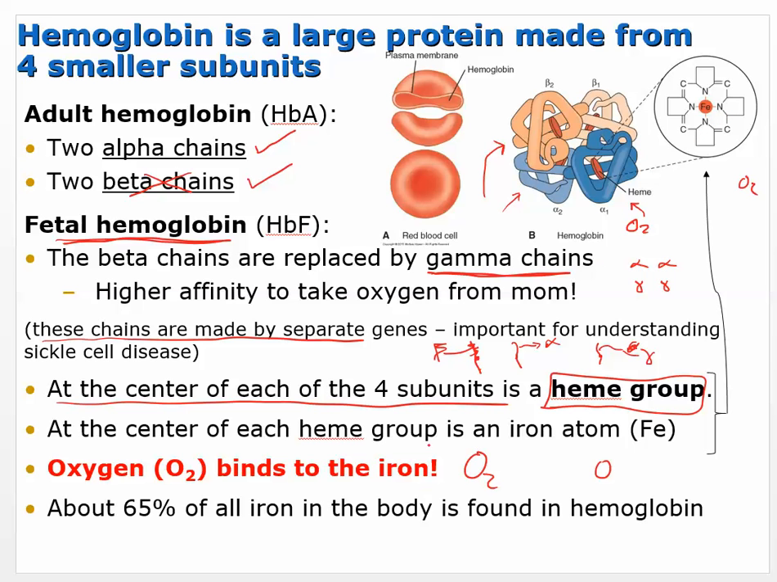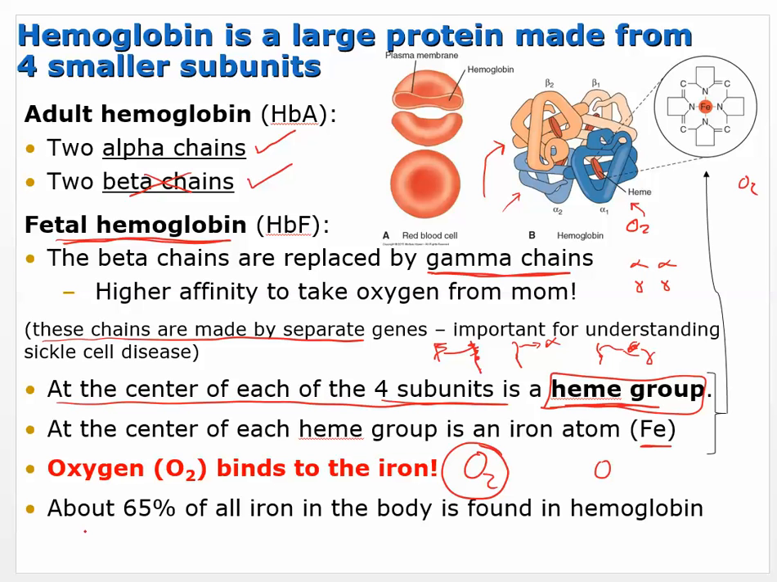So if we have four subunits, or four chains, at the middle of each of those is a heme, the middle of the heme is an iron, and attached to the iron is an oxygen. That means that we have four hemes, four irons, and four oxygen, provided it's oxygenated, of course, in every hemoglobin molecule. Okay, so don't forget that. I guarantee there'll be some form of a question about that.